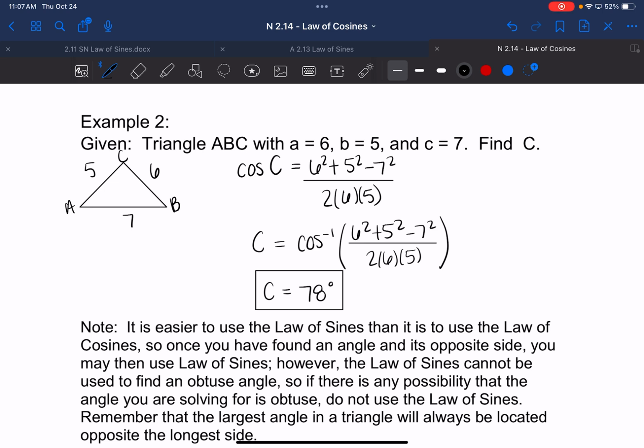Is there a specific way that I type that into the calculator? Exactly like it's written. So it's not necessarily going to matter which one you choose, okay?